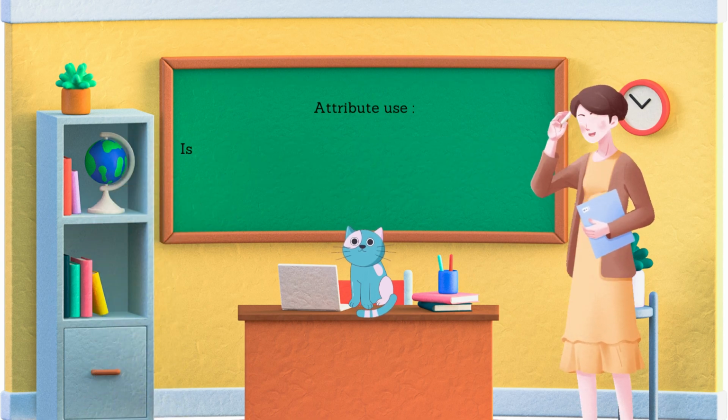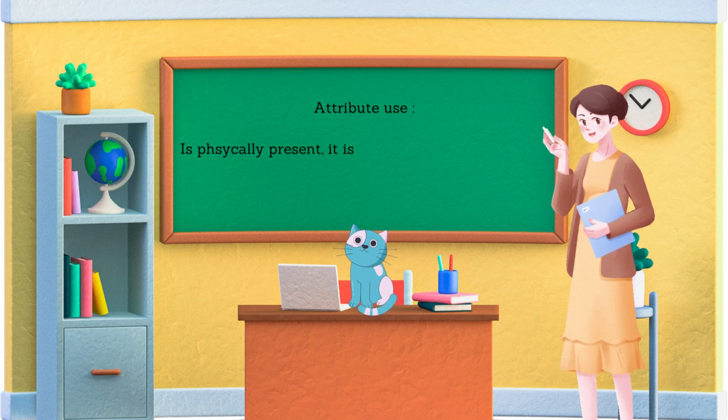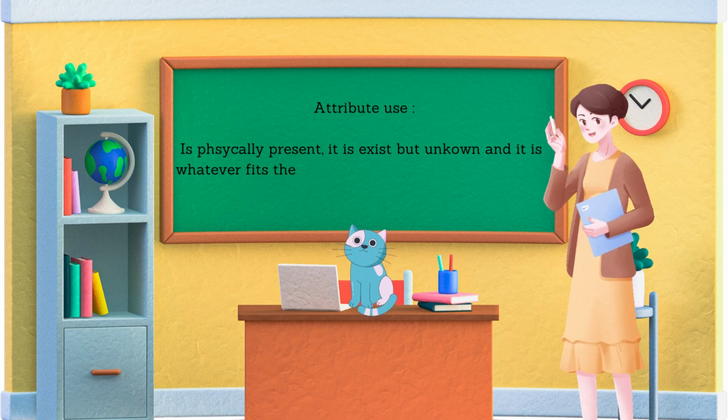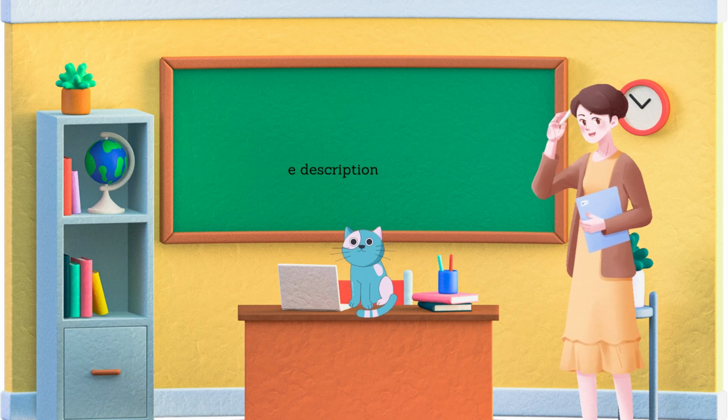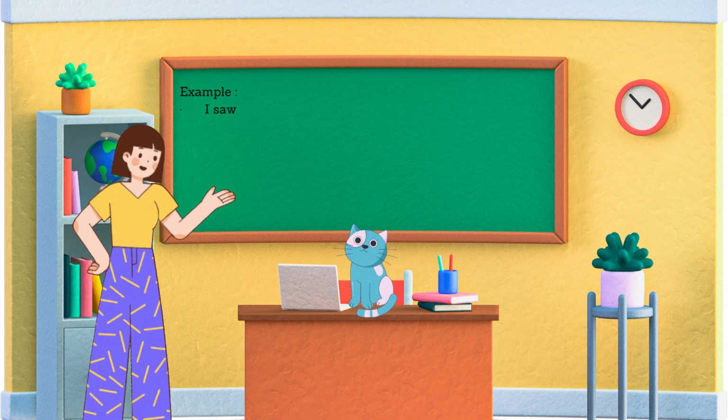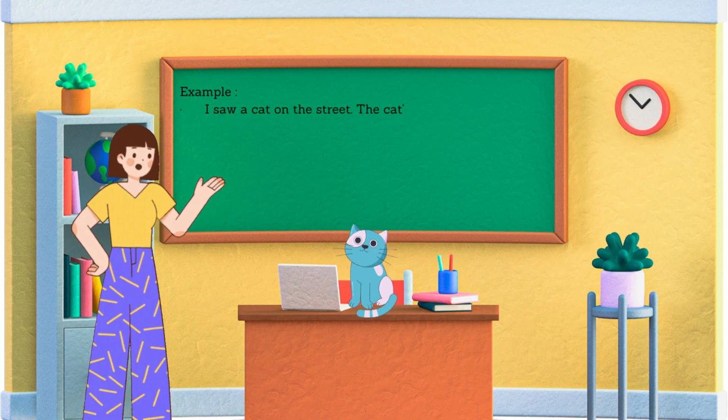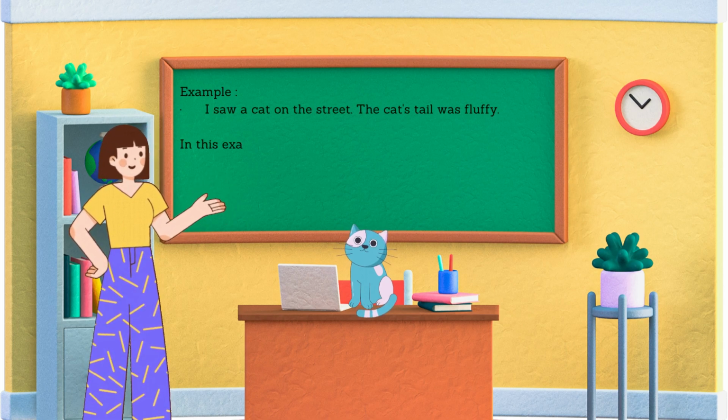Next, attributive use. Attributive use is where the referent is not physically present. It exists but is unknown, and it is whatever fits the description. Example for attributive use: I saw a cat on the street. The cat's tail was fluffy.